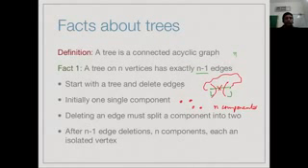So I start with a tree, I keep deleting edges until everything is disconnected. I can only do this n minus 1 times, and I must do it n minus 1 times to get everything disconnected. Therefore, the tree must have had exactly n minus 1 edges.